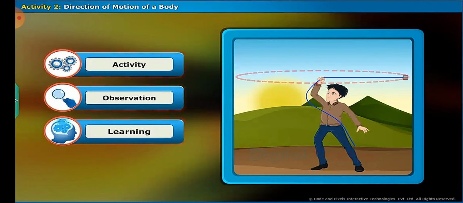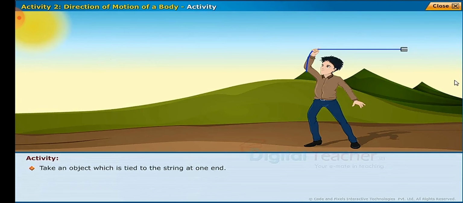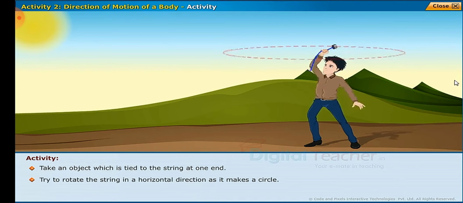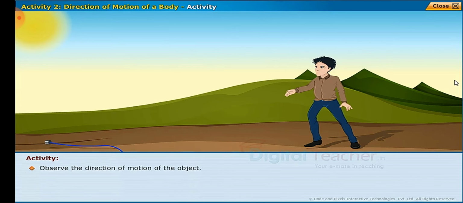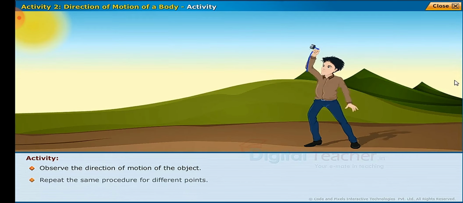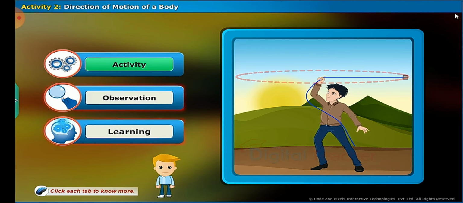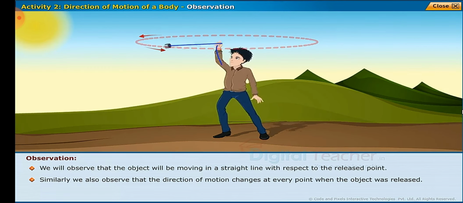Let us perform an activity for observing the direction of motion of a body. Click each tab to know more. Take an object which is tied to a string at one end. Try to rotate the string in a horizontal direction so that it makes a circle. Now, release the string at any point on the circle. Observe the direction of motion of the object. Repeat the same procedure for different points. We will observe that the object moves in a straight line from the released point. Similarly, we also observe that the direction of motion changes with every point at which the object is released.